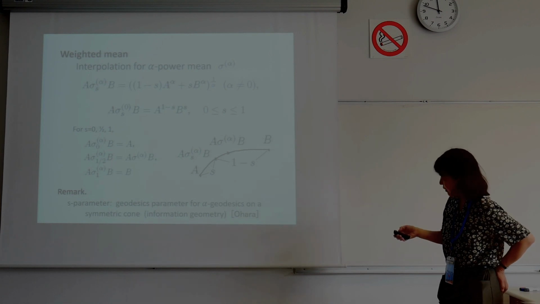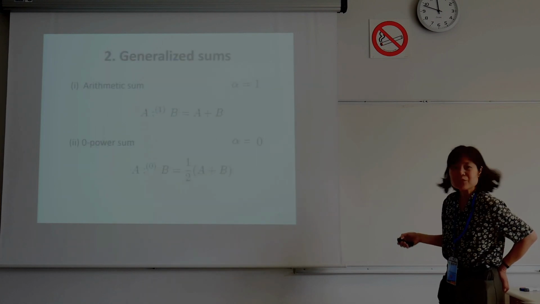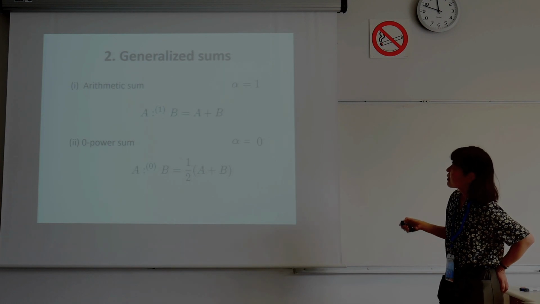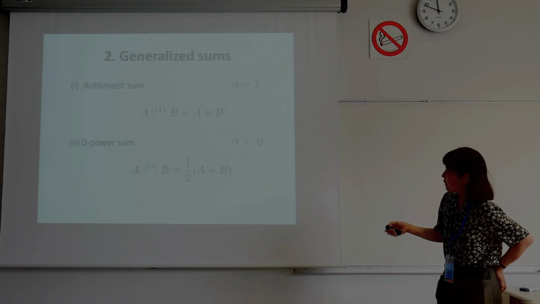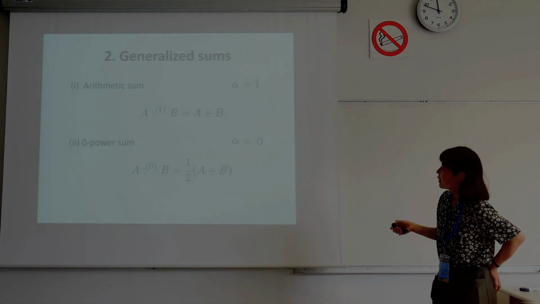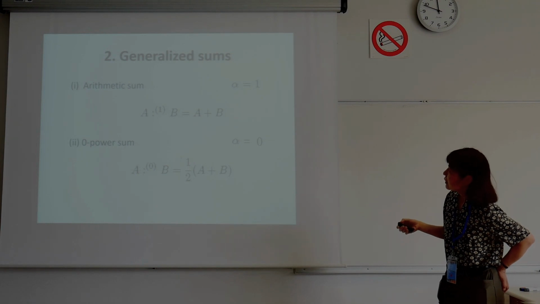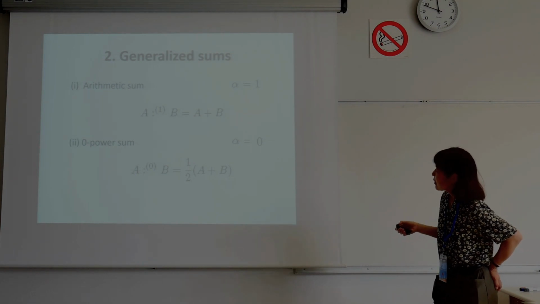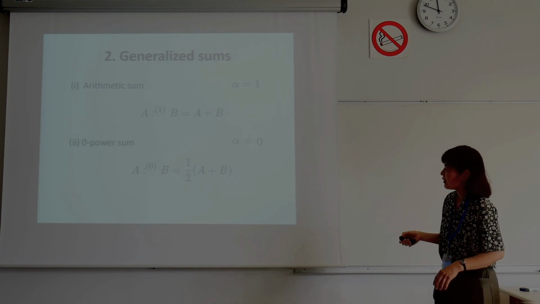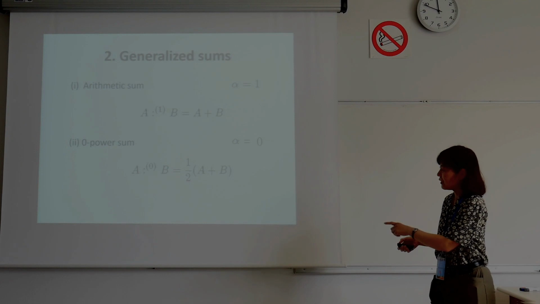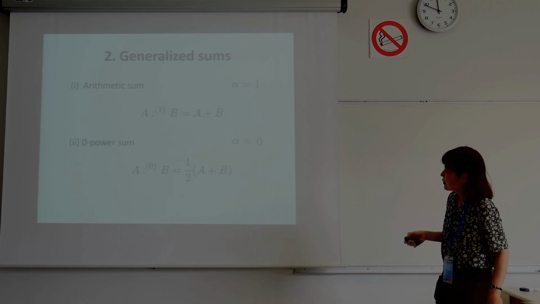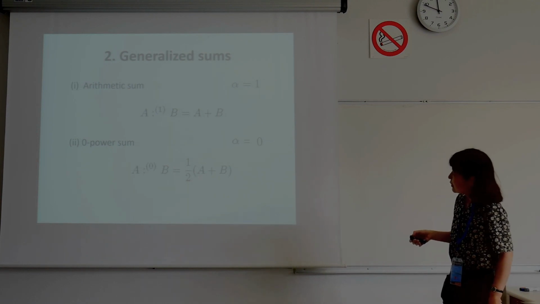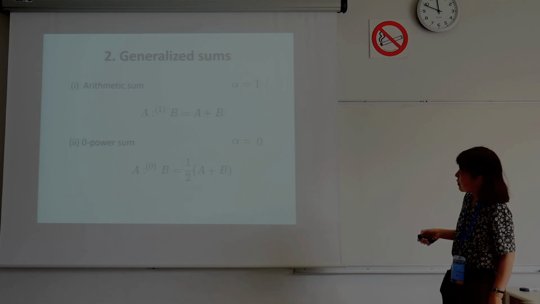The next, I talk about generalized sums. These sums are defined by me. The arithmetic sum is well known, A plus B. The alpha parameter is defined on the next slide. The zero power sum is defined as this. This corresponds to the mean of A and B.